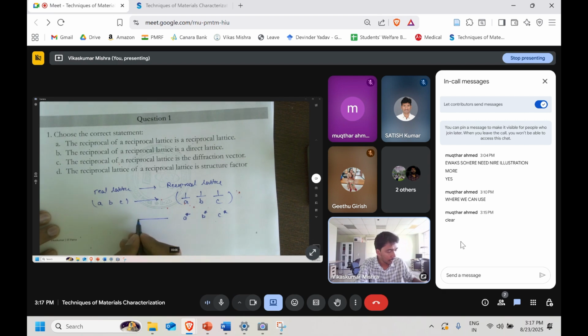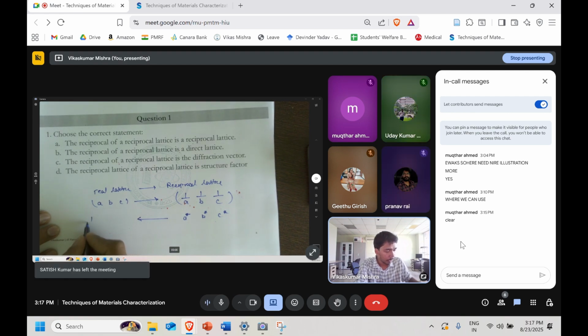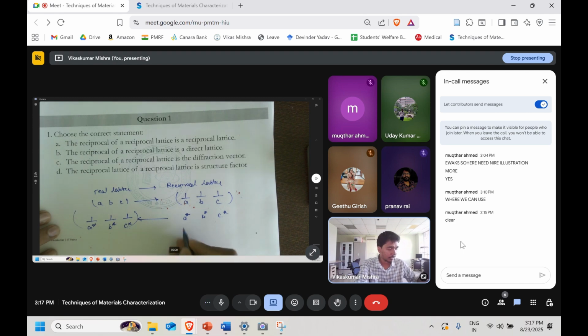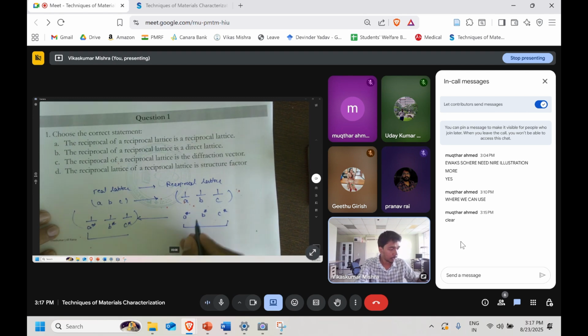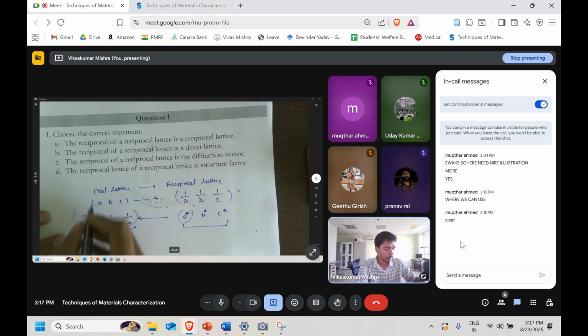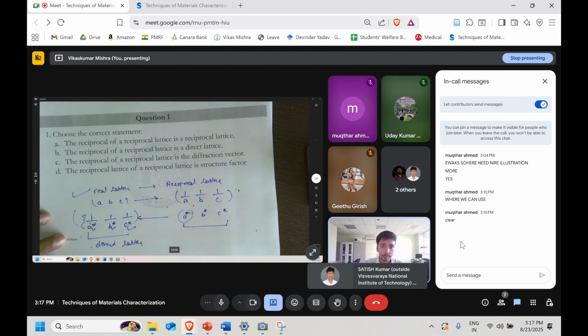If I want to go back to the real space from the reciprocal, what will I do? The same operation will be applied, right? So it will be 1 over a star, 1 over b star, 1 over c star. What is this? This is a reciprocal and this is a real. So the reciprocal of the reciprocal lattice is nothing but a real lattice, that is, a direct lattice. Clear?